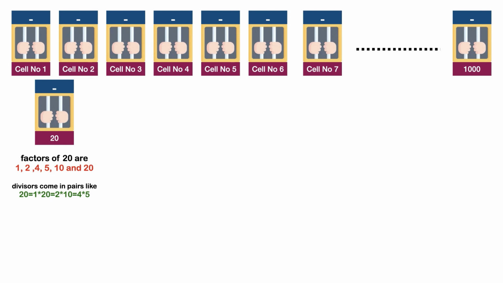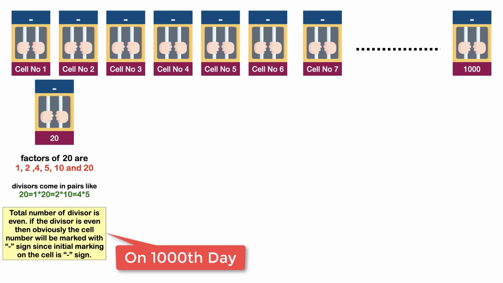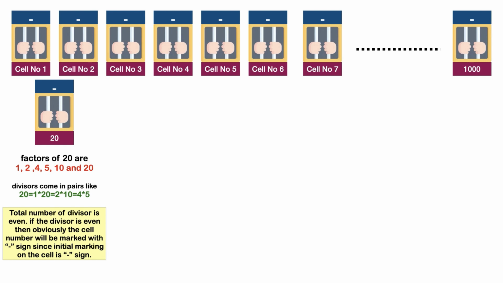Now an important observation is that divisors come in pairs, like 20 equals 1 times 20, which is equal to 2 times 10, which is equal to 4 times 5. We can see that the total number of divisors is even. If the number of divisors is even, then obviously the cell will be marked with a minus sign since the initial marking on the cell is minus. Let's consider one more example, cell number 24.